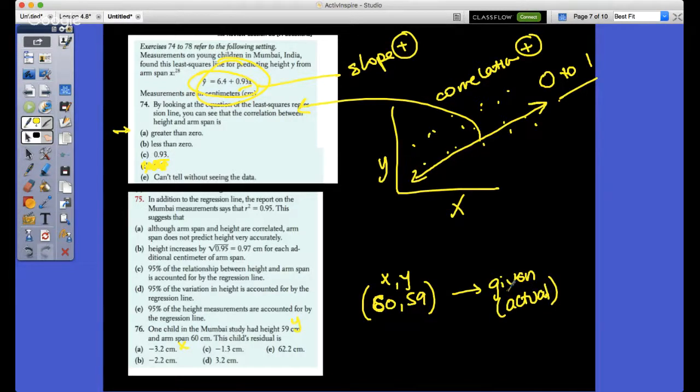If I tell you Coach J is 6 foot tall, which is true, I am telling you that's true. Therefore, that is the actual.